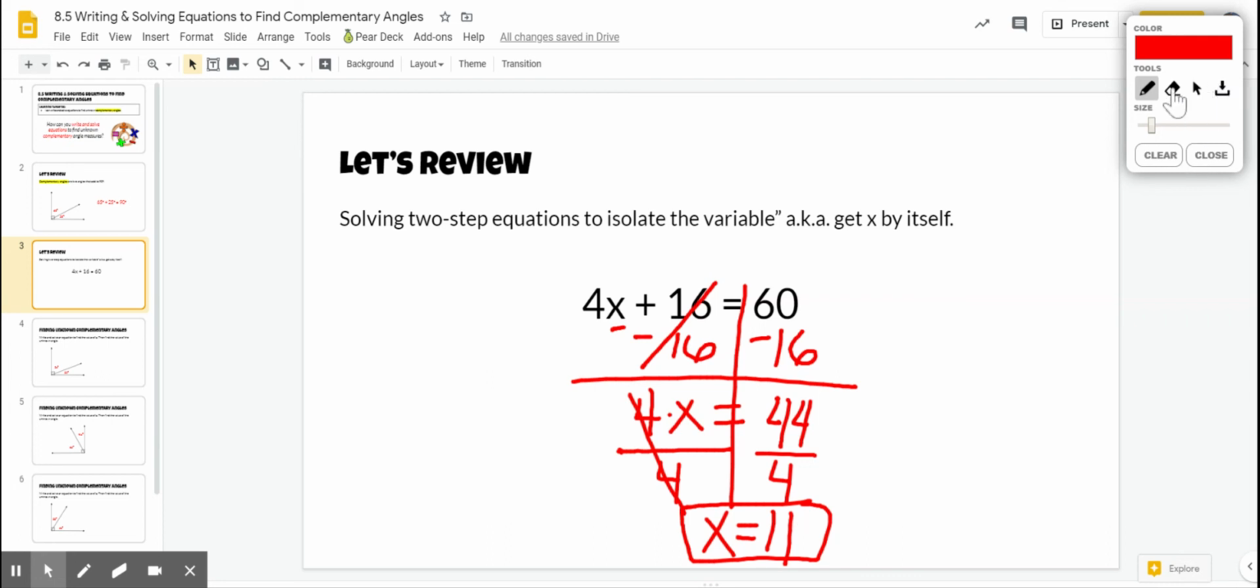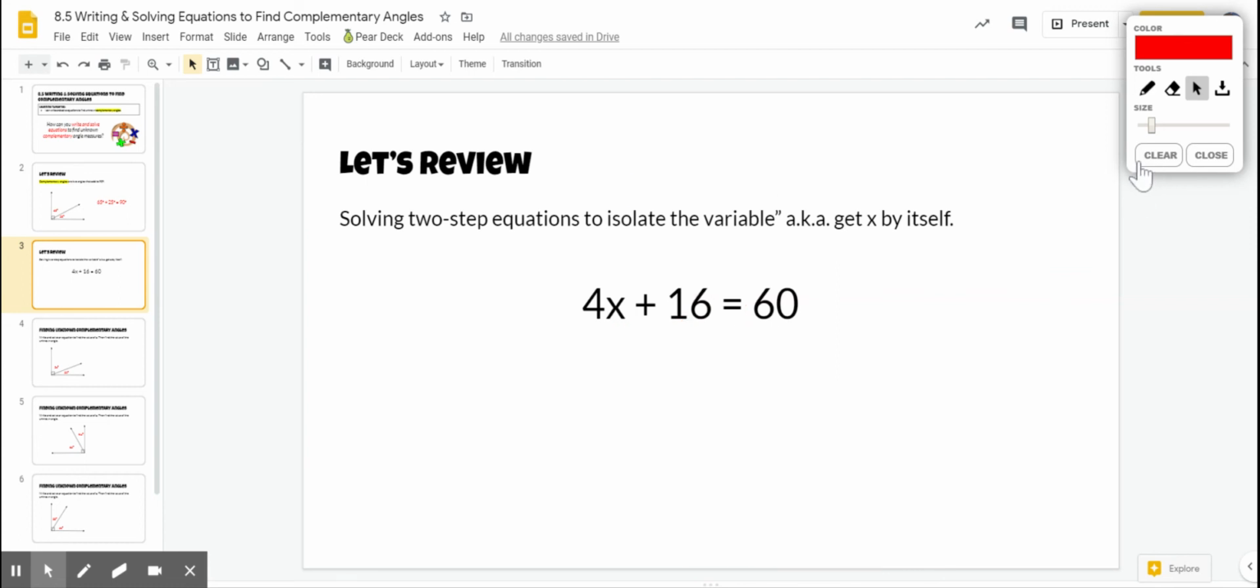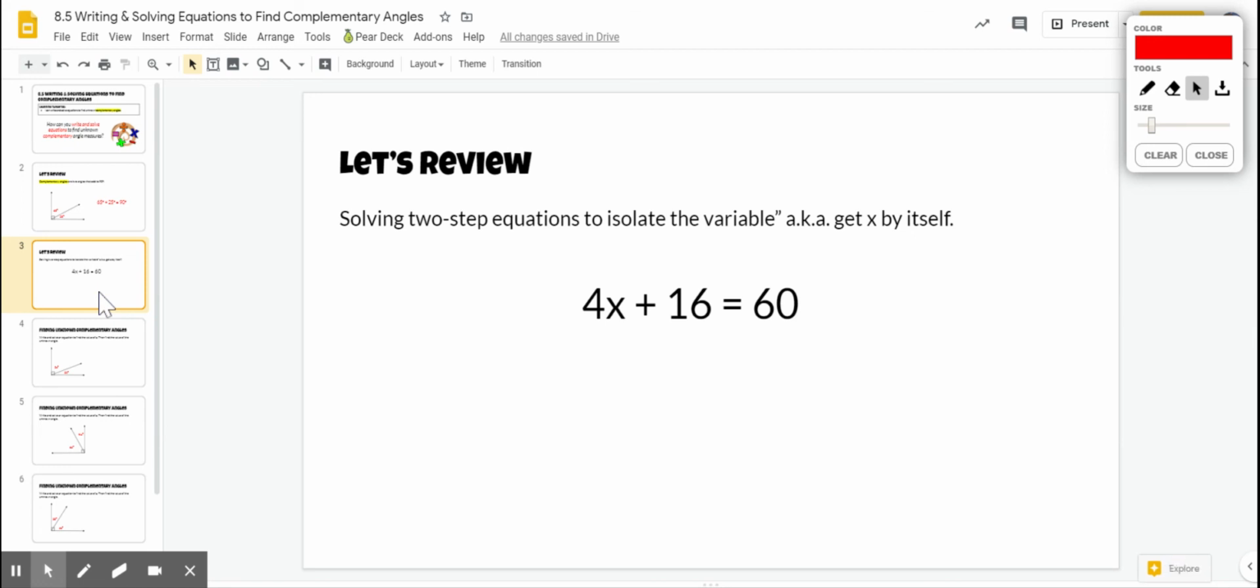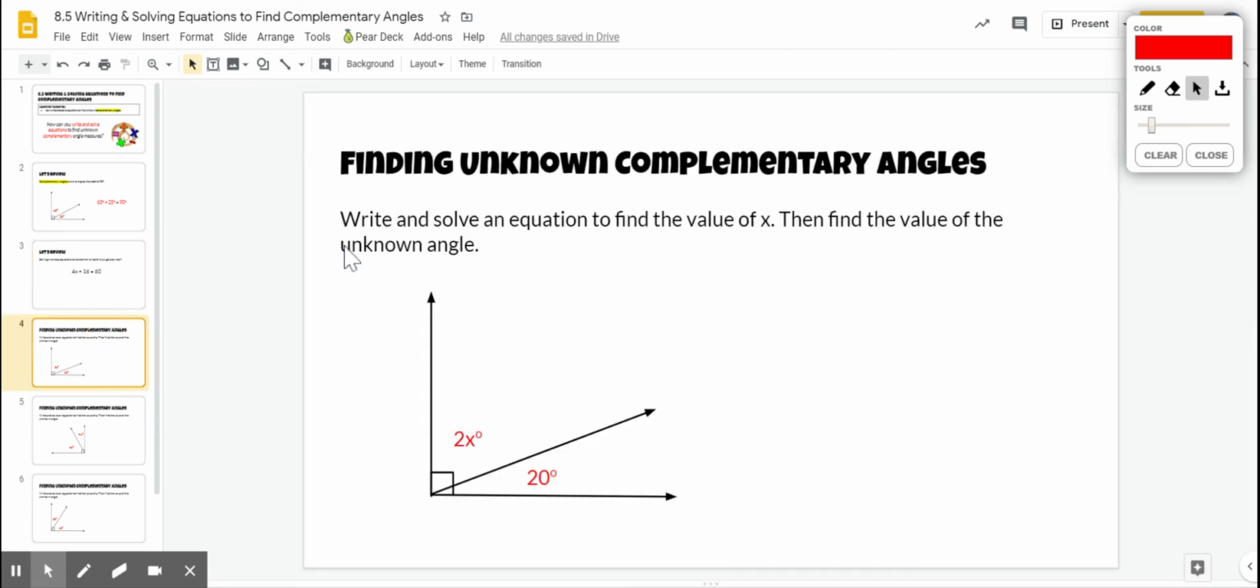So for today's lesson, we're going to have to use what we know both about complementary angles and what we know about solving two-step equations. So let's get started. Here's my first example. Write and solve an equation to find the value of x, then find the value of the unknown angle.